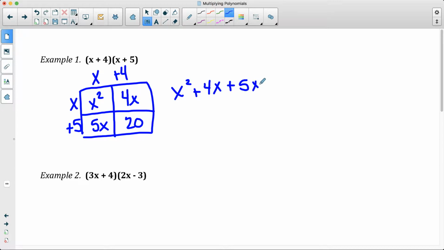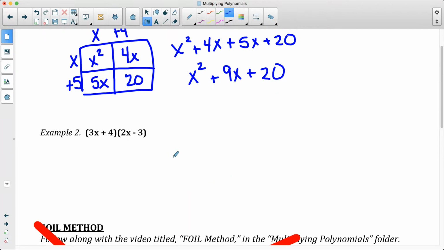So now I'm going to rewrite it in standard form. Remember standard form, highest exponent goes first, then just your x term, and then the constant, the number without a variable at the end. Combine your like terms. 4x plus 5x is 9x. So we've got x squared plus 9x plus 20. So there we've multiplied two binomials using the box method. So go ahead and pause and try the next few examples.